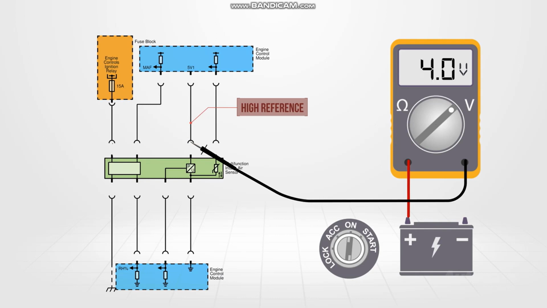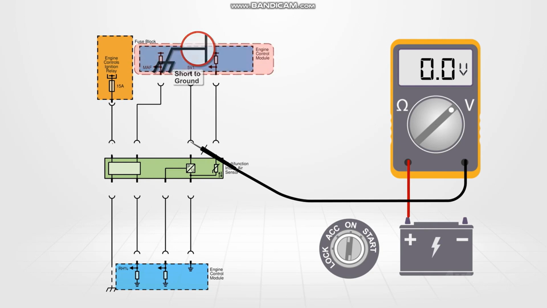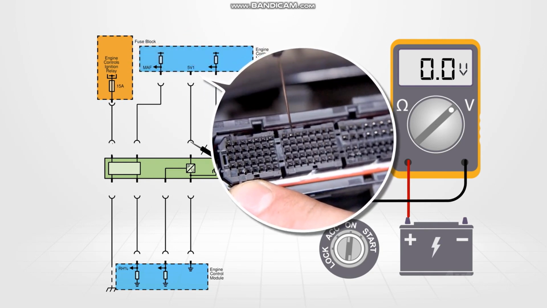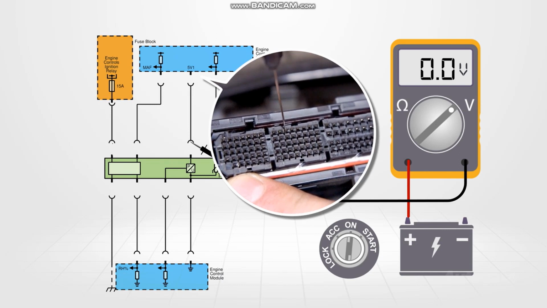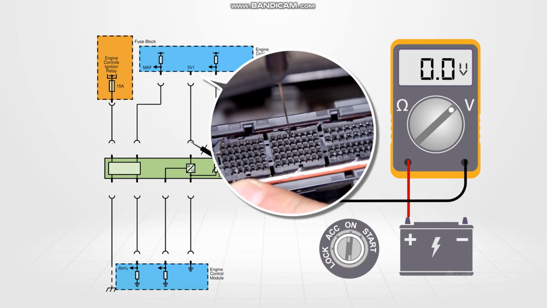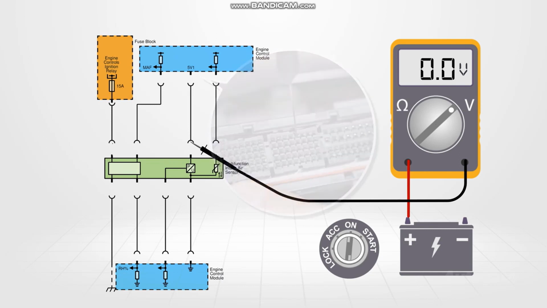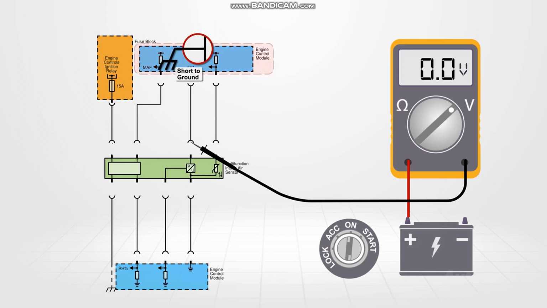However, if the meter dropped to zero, then the short to ground may be within the ECM or a circuit from the ECM. To differentiate between the two, perform a continuity test between the high reference terminal and all other terminals in the ECM connector. If no fault is found, the short to ground is within the ECM.